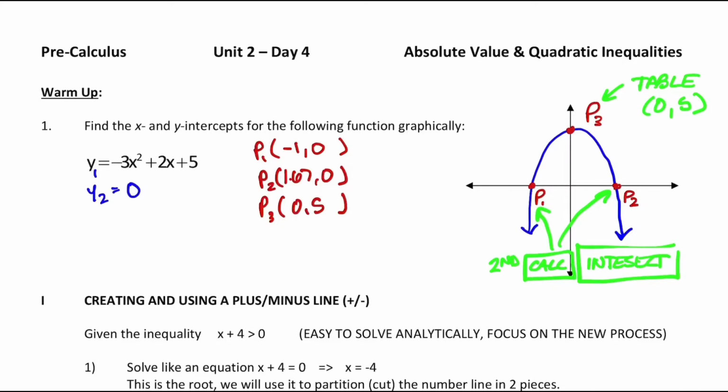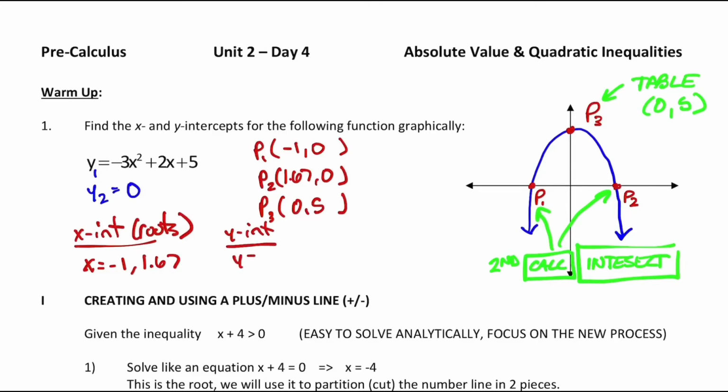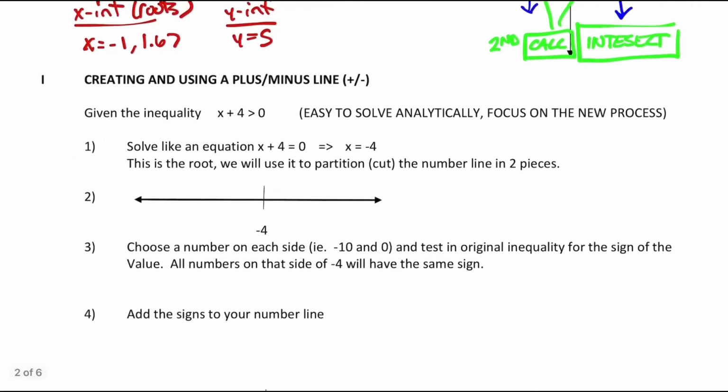Now we're going to state what the x-intercepts are. You can't just leave those points there. So x-intercepts, x equals -1, comma 1.67. And my y-intercept, y equals 5. Okay.